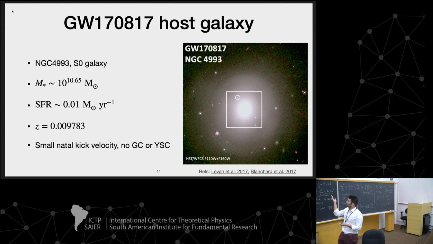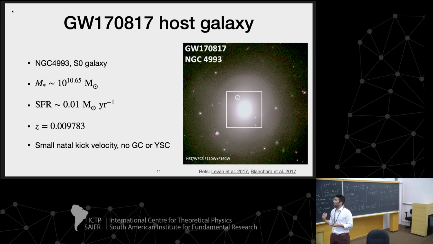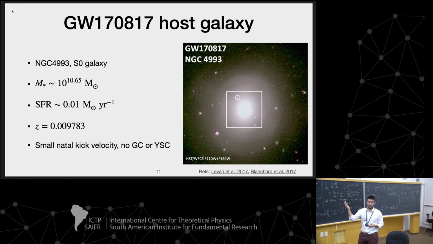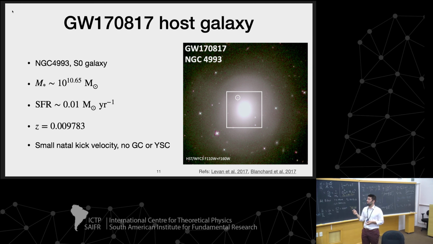So we can characterize those galaxies. It's an S0 galaxy, meaning like an elliptical galaxy, quite massive, 10 to the 10 solar masses, and quite passive. It's not star forming. Star formation is almost quenched. When we identify the host galaxy, we can identify the redshift with super good precision. This galaxy is quite close, so we have the redshift to the 6th decimal digit.